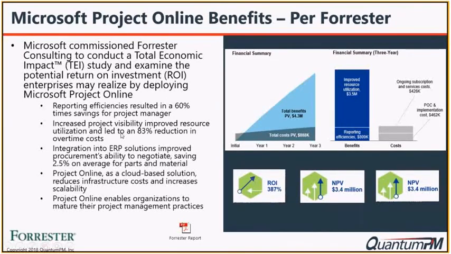You've got productivity and visibility improved, leading to an increase in resource effectiveness. An example of that could be situations where people are working on the right stuff and the utilization is much higher. Integration is a big source of the value that's going on. Cloud-based solution, reduced infrastructure costs and scalability. And then in terms of maturity in PPM, the ability to manage projects is a big element of the overall value proposition of Project Online.